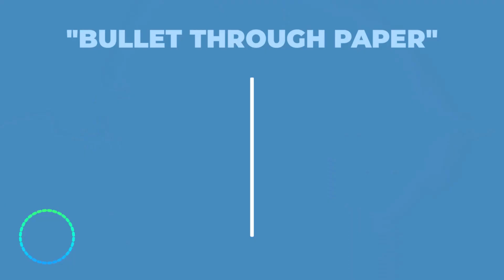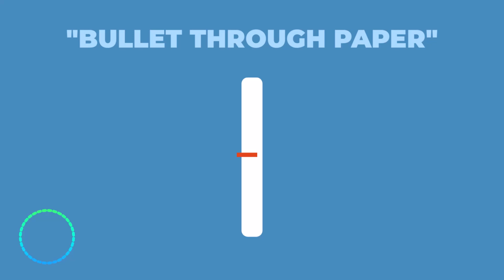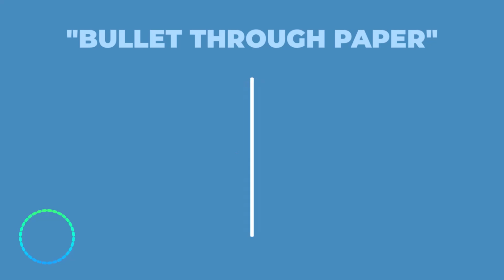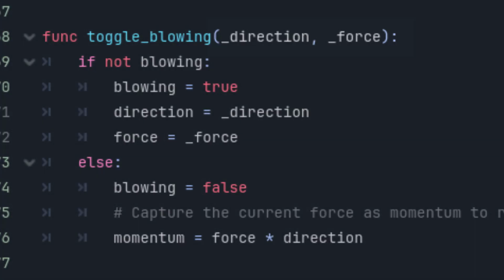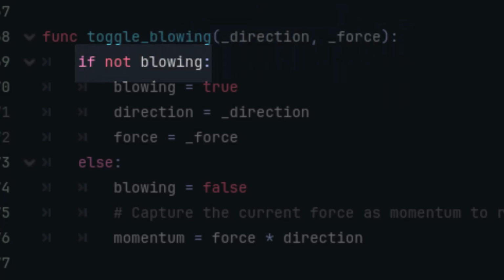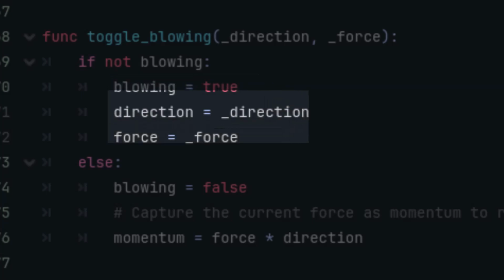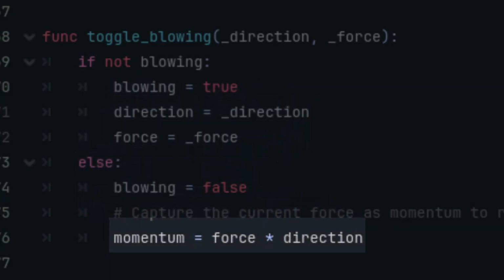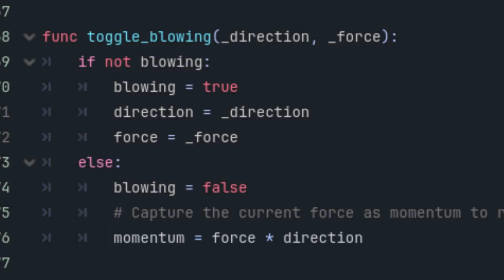So how do we fix this problem? Well, one easy solution is to simply make the wall bigger so that the bullet cannot see through it. But I don't want to do that because I want my lines to be thin. So here's how the sand blowing function works in my game. It gets a direction 1 or -1 for left or right, and a force, which I've been using 350. If it's not blowing, you set it to true, and then set the direction and force equal to the passed in variables. Otherwise, set the blowing to false, and set the momentum to the force times the direction.